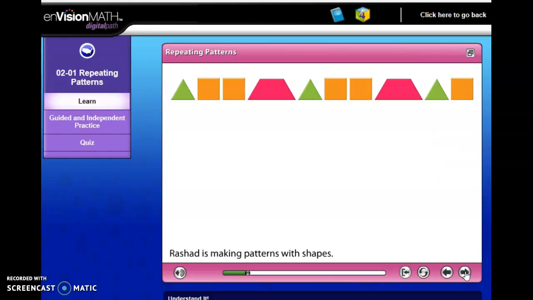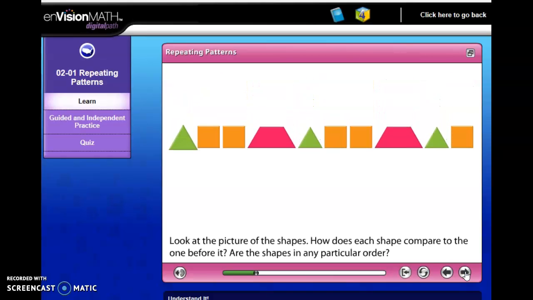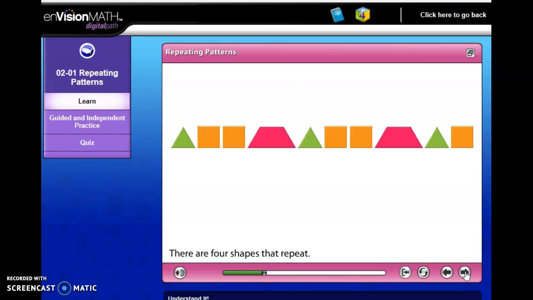Rashad is making patterns with shapes. Look at the picture of the shapes. How does each shape compare to the one before it? Are the shapes in any particular order? There are 4 shapes that repeat. What 3 shapes should come next?